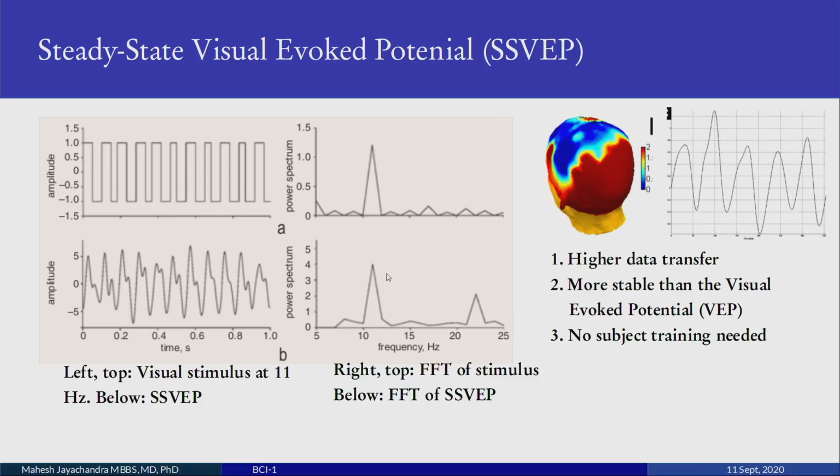The advantage is that there is no subject training involved. You just look at the LED, your occipital cortex is forced to respond at this frequency, and that allows the signal conditioning circuit to do its thing. So there's a high data transfer rate compared to the other BCI signals, and it's much more stable than just the single visual evoked potential. Okay, and this is a recording of an SSVEP, and here you see the heat map or the color interpolations on the brain of the EEG signal.